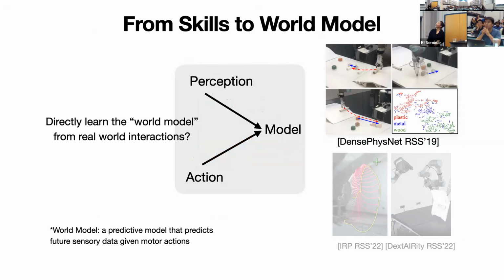However, another way to think about this problem is that if you already have an active agent sitting in the physical world, interacting with it, and also observing its interactions, can we directly use all these interactions and observations to learn a world model from rich sensory feedback? That leads to the last topic of my talk today, which is from robot manipulation skills to world models.